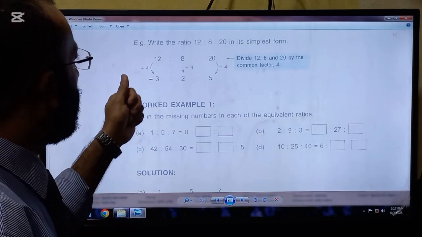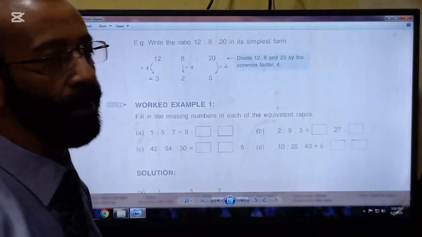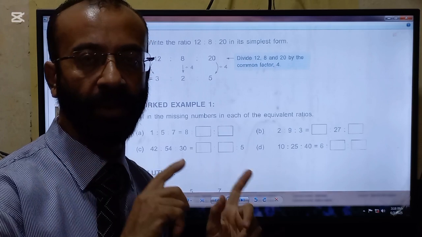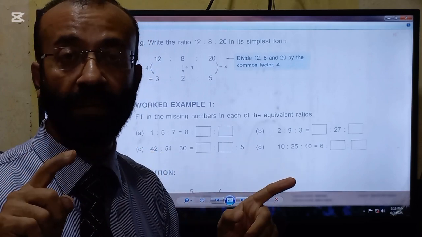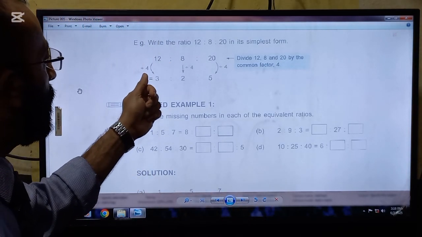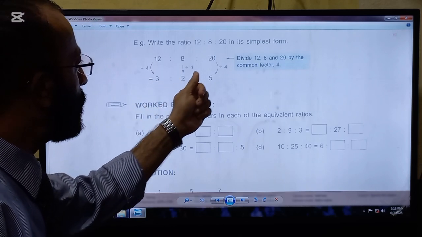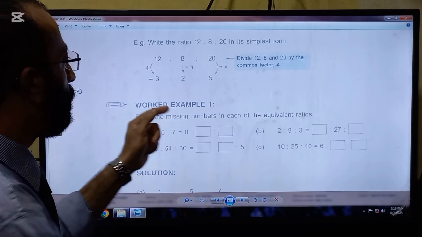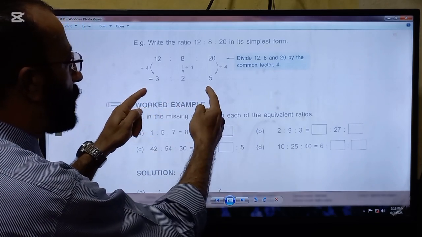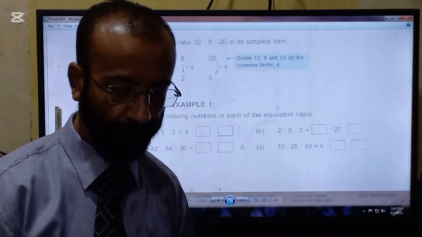Another question is here. Write the ratio 12 to 8 to 20 in its simplest form. So simplest form is the requirement. The only thing is first you have to look in which table all 3 values are coming. So then cancel the values into the same table. So 4 is the table in which all 3 values are coming. So look, 4 3s are 12, 4 2s are 8, and 4 5s are 20. So at this stage, there is no table in which all 3 values are coming. So this is the simplest form of this question.